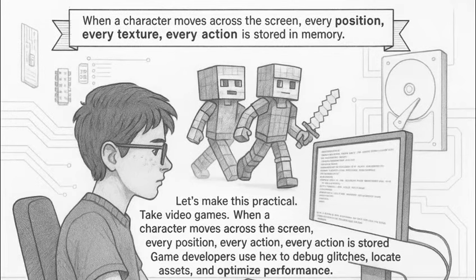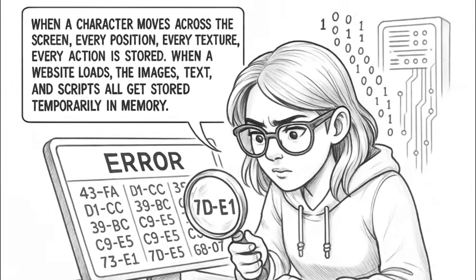Take video games. When a character moves across the screen, every position, every texture, every action is stored in memory. Game developers use hex to debug glitches, locate assets, and optimize performance. Or think about web browsers. When a website loads, the images, text, and scripts all get stored temporarily in memory. If something goes wrong, engineers can use hex to pinpoint exactly where in memory the error happened.